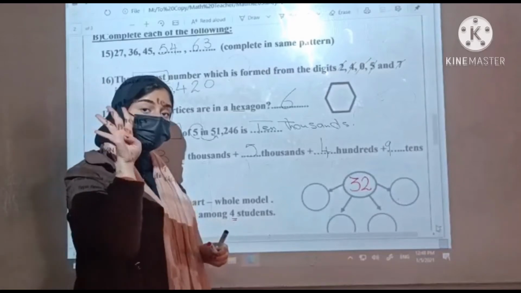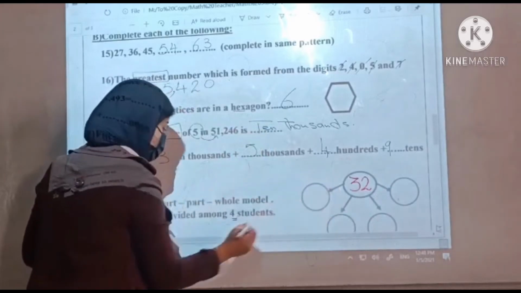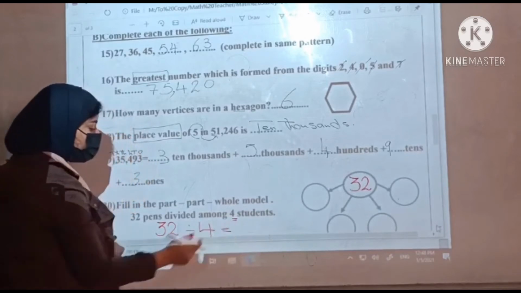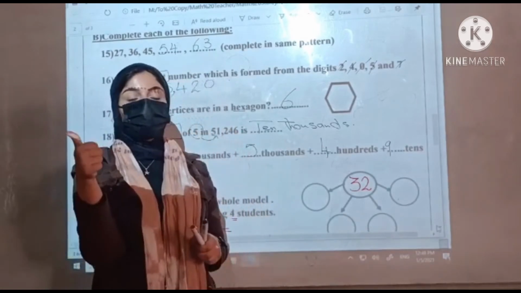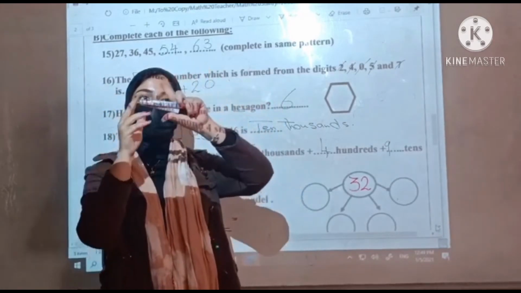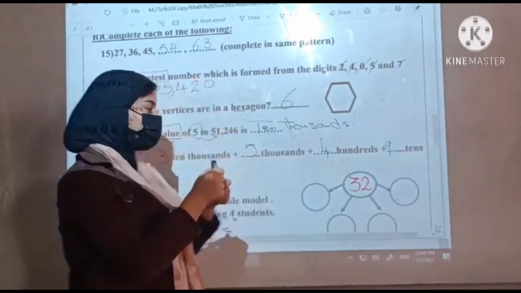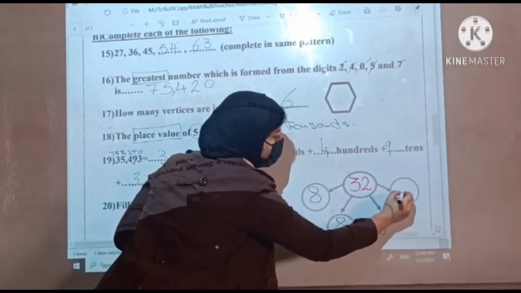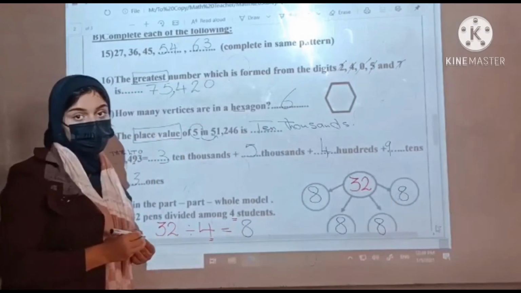So, he drew 4 small squares. So, 32 divided by 4 equals how many? I'm gonna say table 4 to get the answer. So 4, 8, 12, 16, 20, 24, 28, 32. So now how many? Yeah, it's 8. So in each circle, I'm gonna put 8. So 32 divided by 4 will be 8.